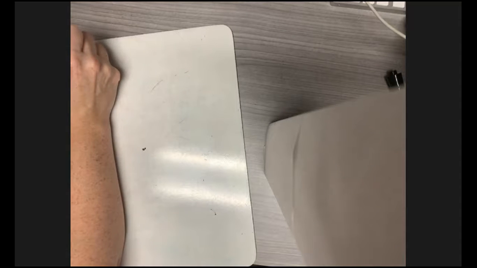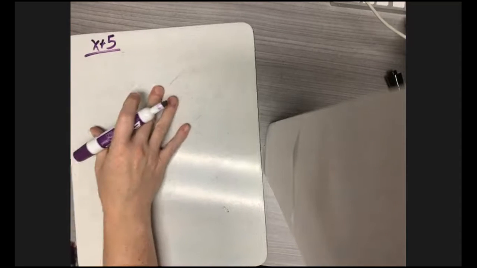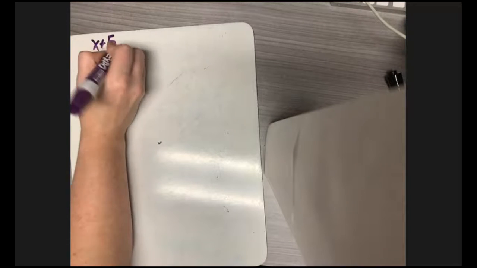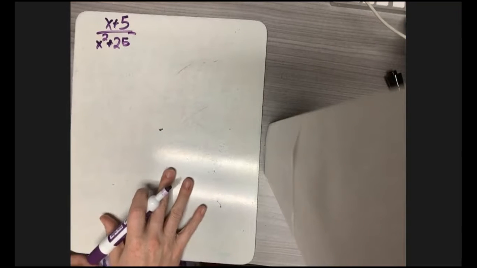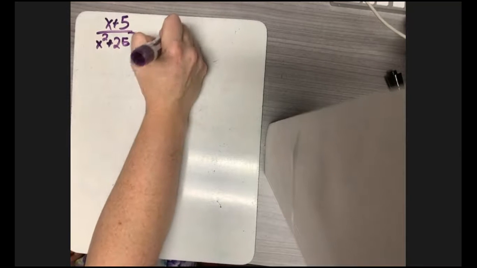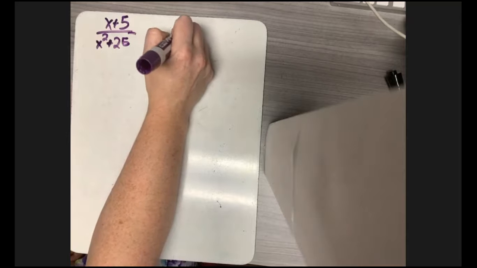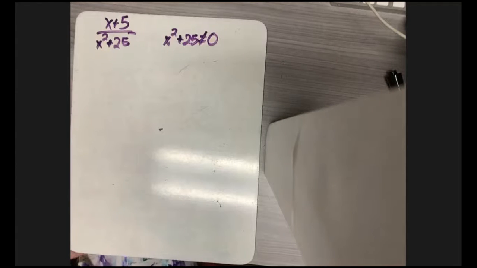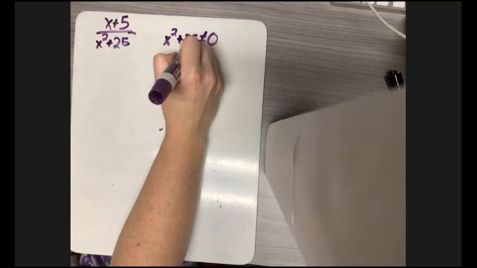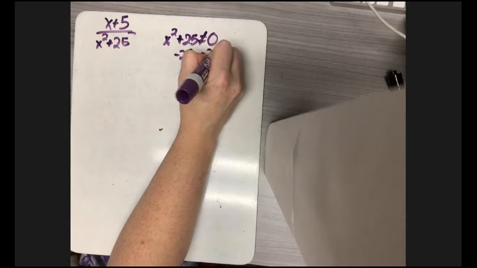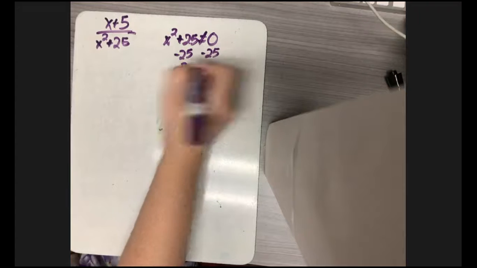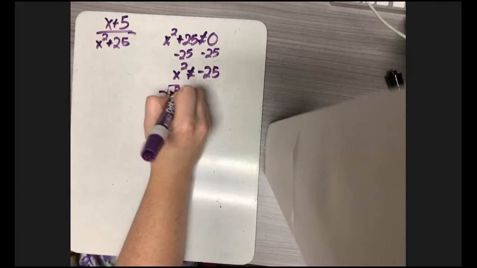Now, sometimes you might have to factor the bottom. If that's the case, then you just set each piece can't equal to 0. Now, with this one, following our same concept, we have x squared plus 25 can't equal 0. I'll subtract that 25. Take my square root.